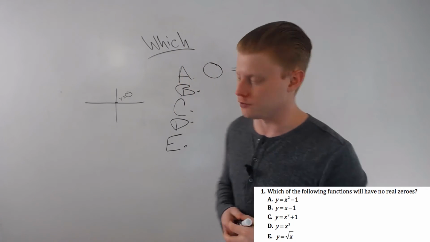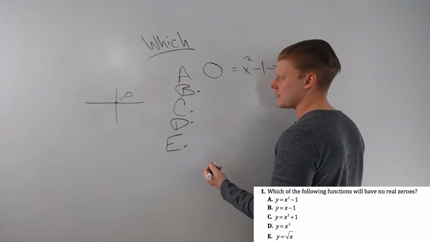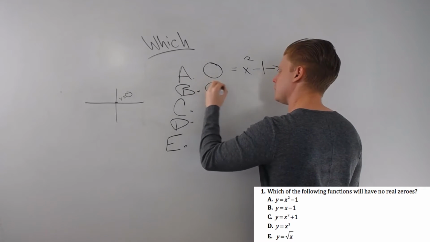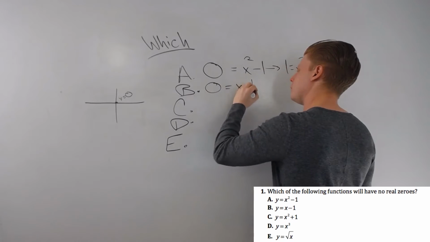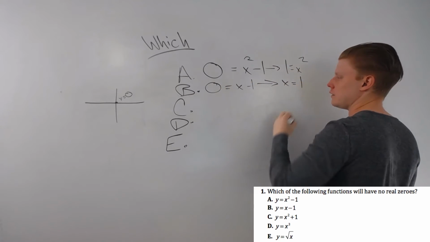y equals x minus 1. Well, that's a line and it's not horizontal, so automatically you should be able to tell that it does. But let's go ahead and plug in 0. 0 equals x minus 1. Move that 1 over, add 1 to both sides. x equals 1. The zero of that one is 1.